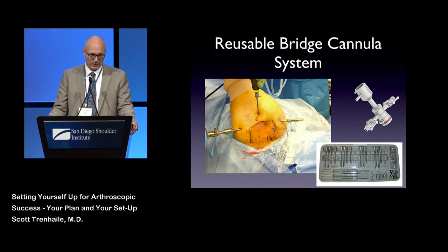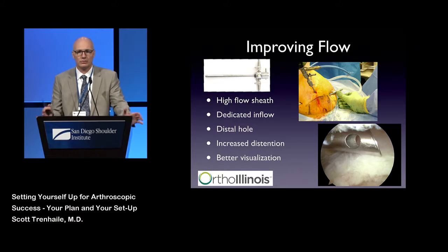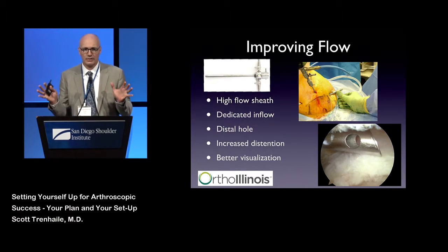And I like to use the reusable systems. All the companies have them. But basically, you can jump from the anterior, the lateral, and the posterior portal, all with a bridge system, and it's very inexpensive. Inflow is also very important for improving your view, and certainly you can use a high flow sheath, or what I like to do is a dedicated inflow. And if you use a dedicated inflow, consider using one where not only the edge of the cannula is at a 45-degree angle, but there's also holes on either side so that you never get occluded off. The water always can find a way out.